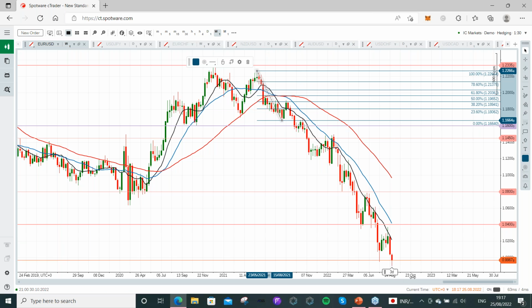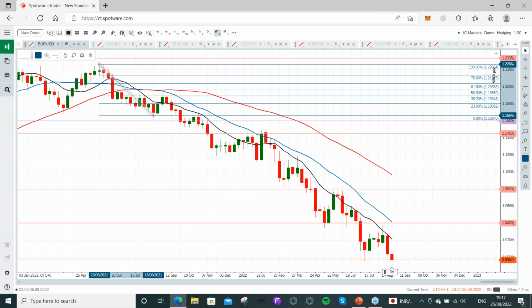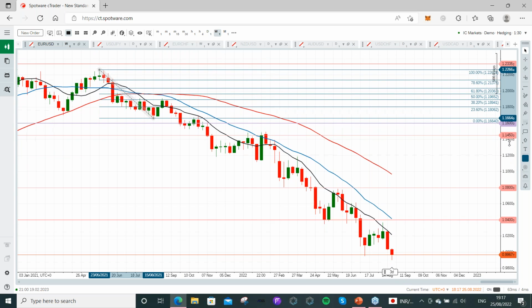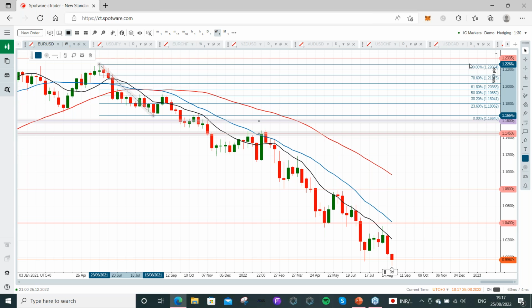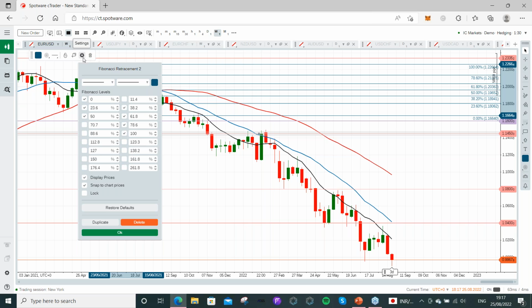Now, let's zoom into this slightly. These levels, you can actually amend which levels you want to see on your chart. So if we come to this settings icon here, once we've selected our Fibonacci that we've just drawn on the chart, these are all the possible levels, and you can actually write in your own levels if you like.